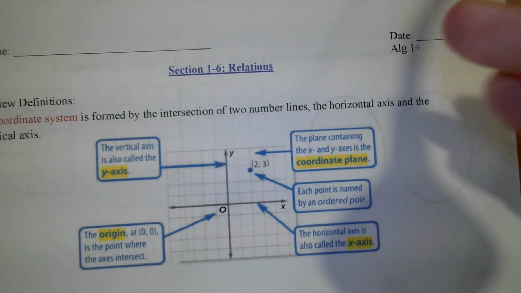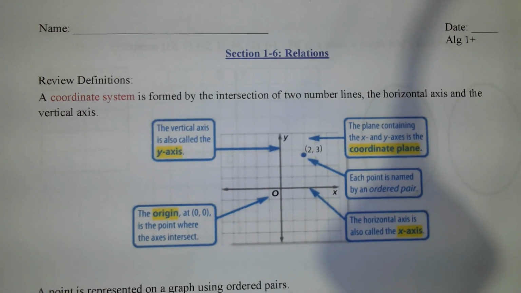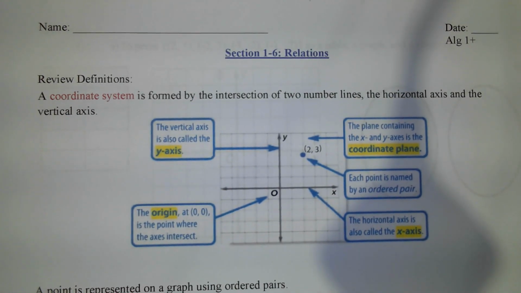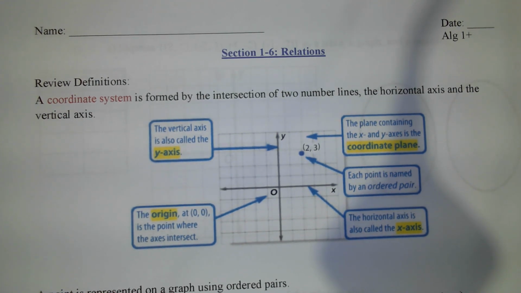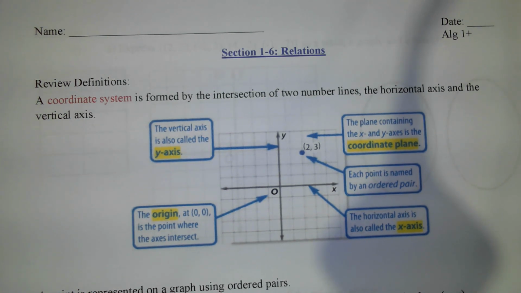Let's get started. Go ahead and put your notes in front of you. They should look like this. We are talking about section 1.6, relations. Now, in math, relations are not who is dating whom. It is more about the relationships between numbers and how they work together as part of a group or a set of data.